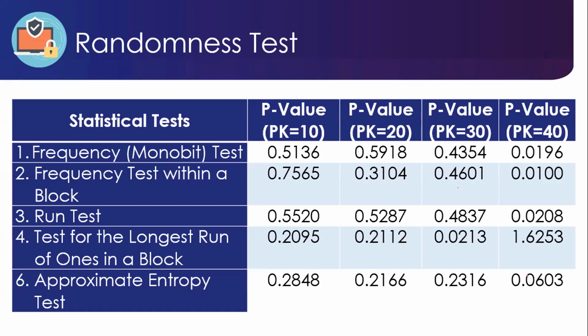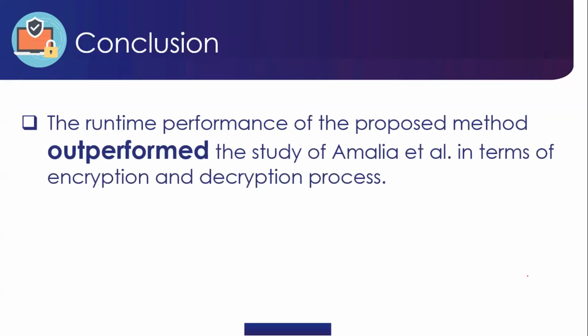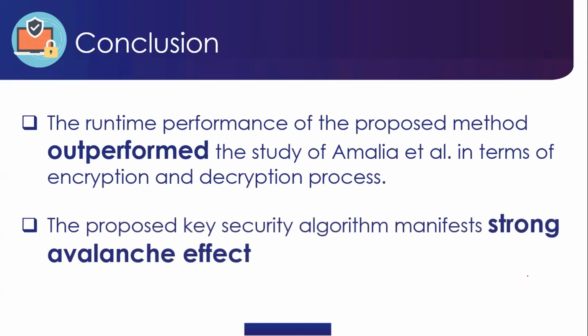Okay. So for the conclusion of this study, the runtime performance of the proposed method outperformed the study of ALA in terms of the encryption and decryption process, because it takes fewer milliseconds to encrypt and decrypt compared to the study of Amalia. Then, based on the avalanche effect results, the proposed key security algorithm manifests a strong avalanche effect because it passes the minimum of 50%. Based on the result, it is above 50%.